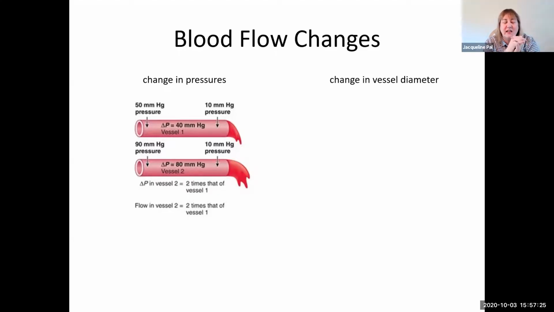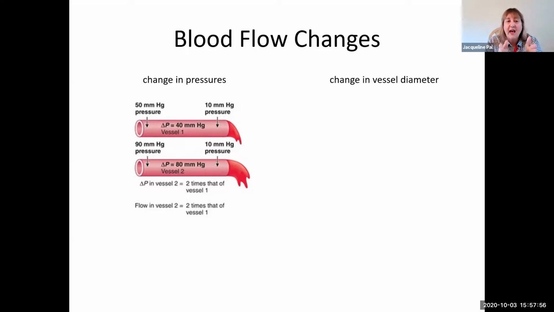So the net change is 40 millimeters of mercury, and that would have a certain amount of blood flow. Whereas the bottom blood vessel starts higher at 90 and ends at the same point at 10, so there's a much bigger drop in blood pressure. Thereby the change in this example is twice as much, making the flow twice as much.